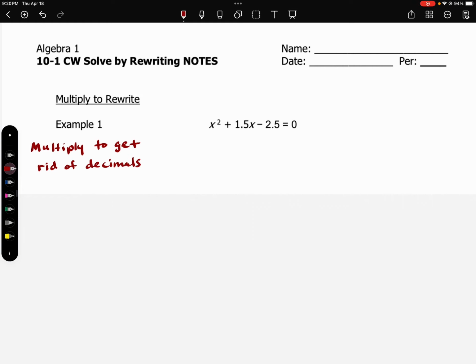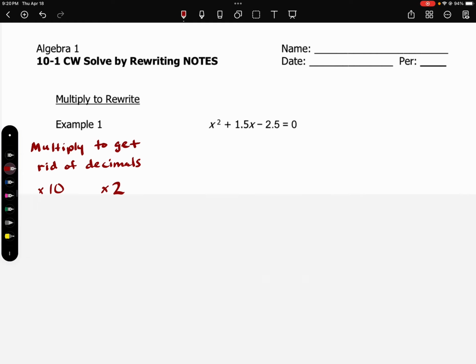Okay, so we need to think about what number do we need to multiply by. And you can multiply by all different kinds of numbers. Like for instance, we could multiply everything times 10. So we could do times 10 if we wanted to. That would move our decimal places over. That would give us all like nice integer values. We could also multiply by 2, right? Because it's 1.5 and negative 2.5, and each of those would be whole numbers then if we multiplied by 2.